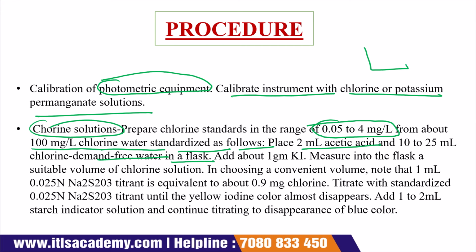Suppose that this is a flask. In the flask we add 2 ml of acetic acid and then we add 10 to 50 ml of chlorine demand free water.